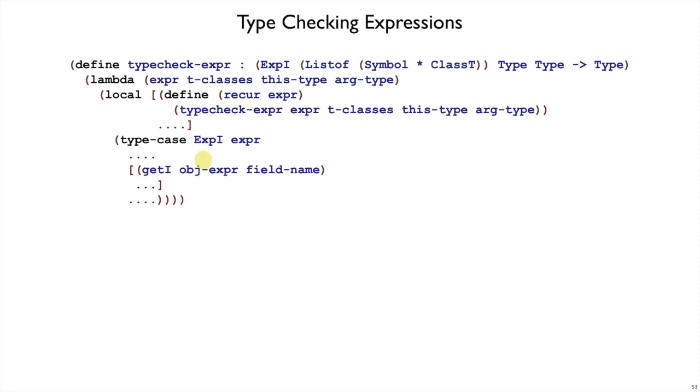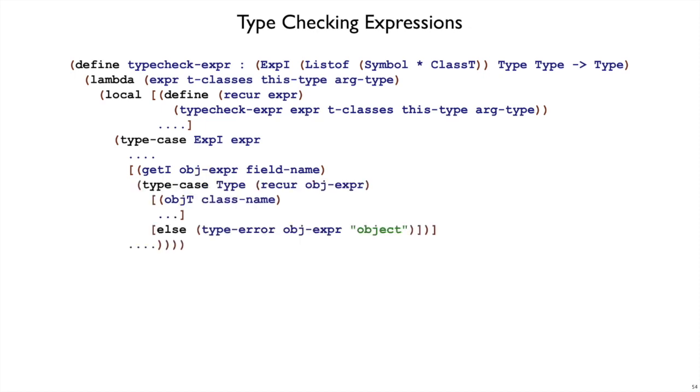GetI has an object expression and a field name. This expression, we should type check it, and we hope to get an object type back. If we don't get an object type back, then we complain with a type error. If we do get an object type back, then we know what class that object instantiates, either this class or a subclass at least.